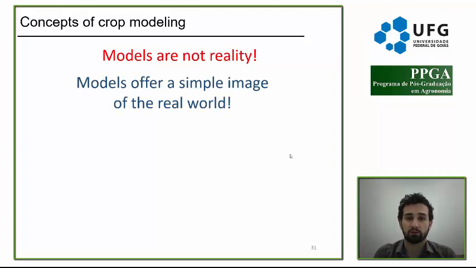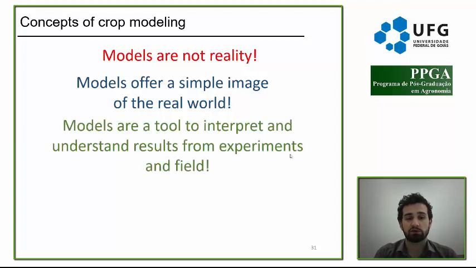Models offer a simple image of the real world. The crop is very complex, but we can represent it up to a defined level. After that, it's too hard to make calibration or measure variables or parameters to put in our equations. So we need a simple image that is not too simple, but not too complex, because we need to minimize our error in the simulation.